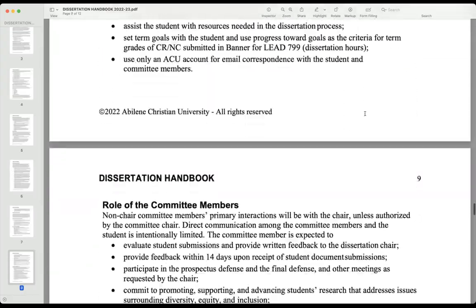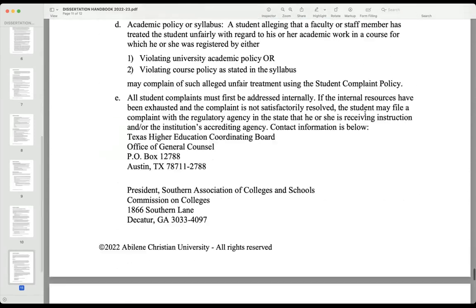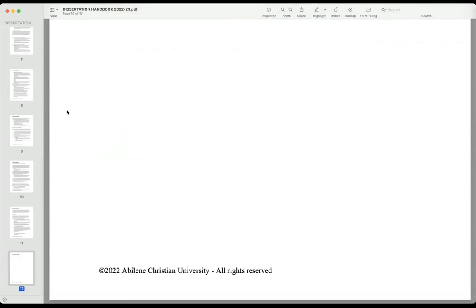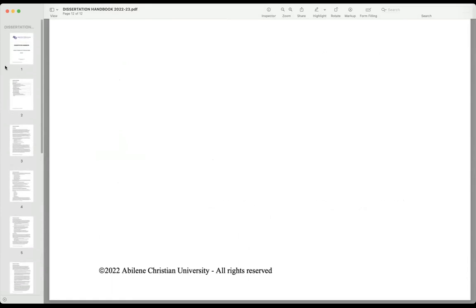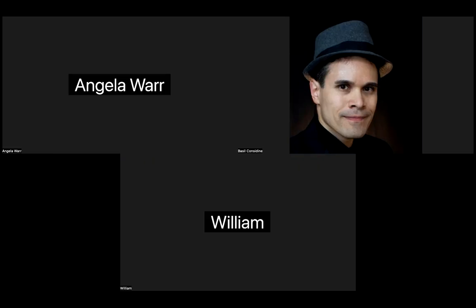Now, you'll see this document is only 12 pages. It's not the only place where we have information on it. This is more to get a big picture overview. And so if we look at, for example, one moment.